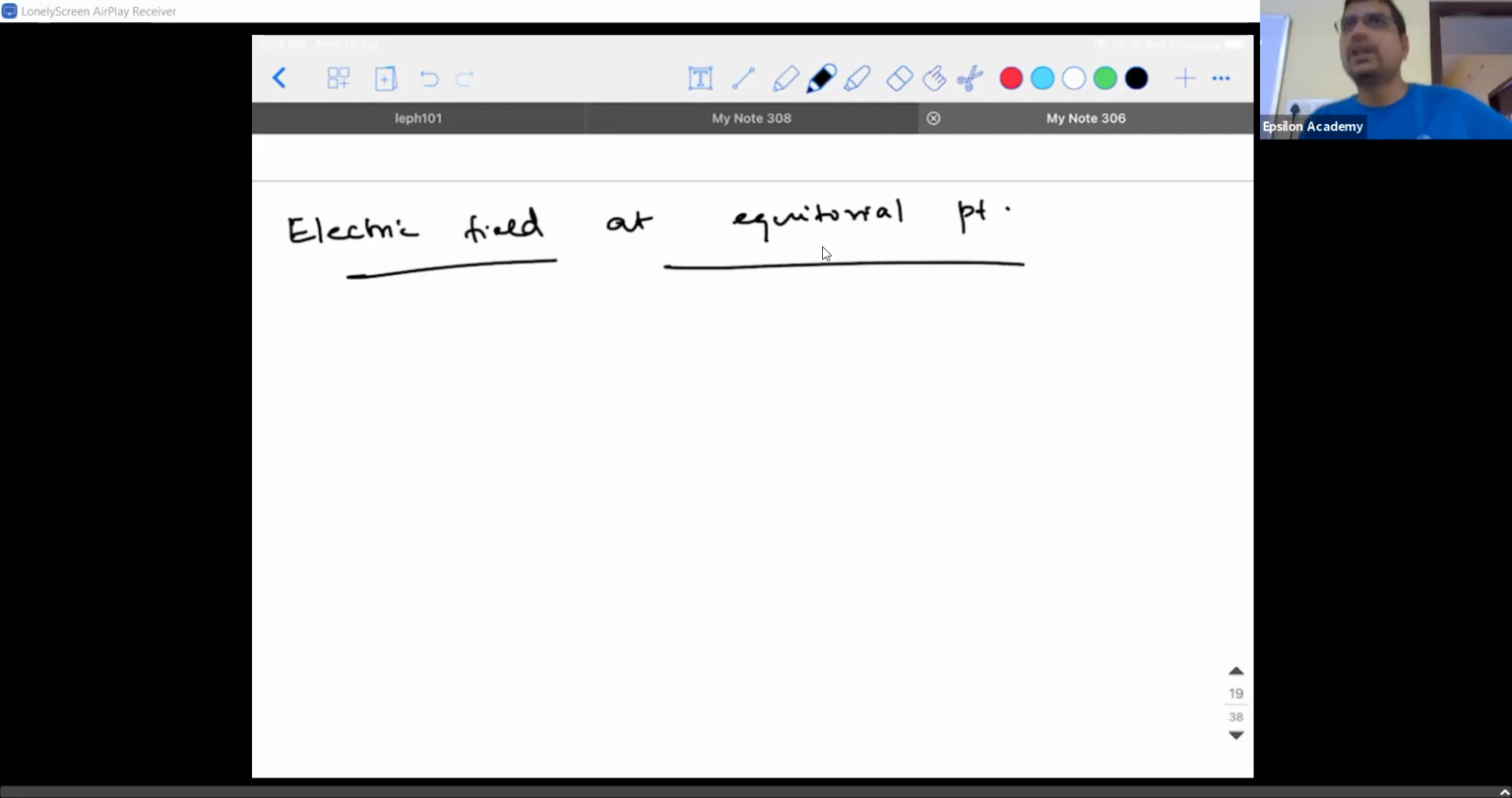Equatorial point. Where do I take it? For that, there should be something called a plane first. We need to understand what it is. So if I call this a dipole, the cap is the positive charge, and the other end is the negative charge. These two charges exactly have a midpoint.